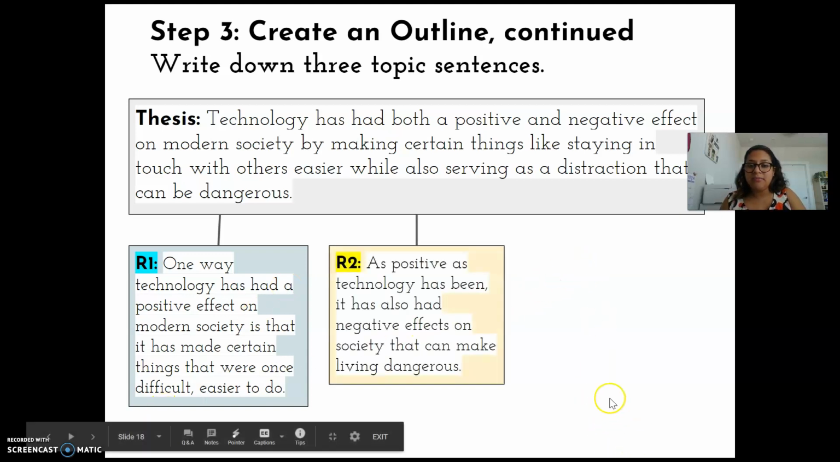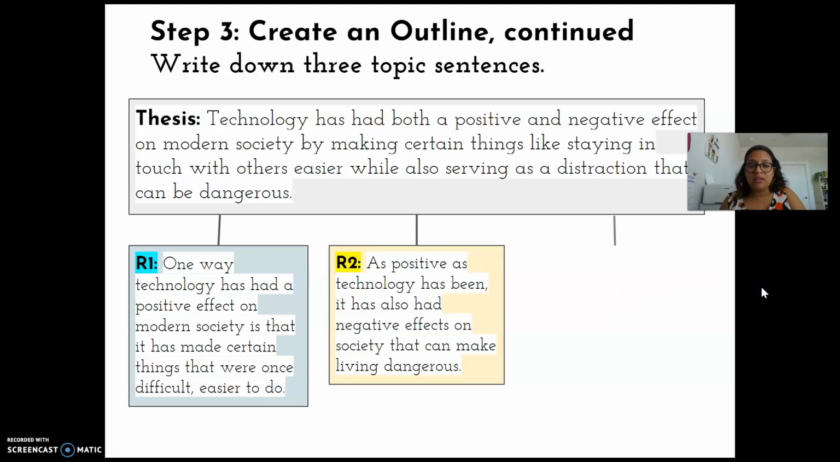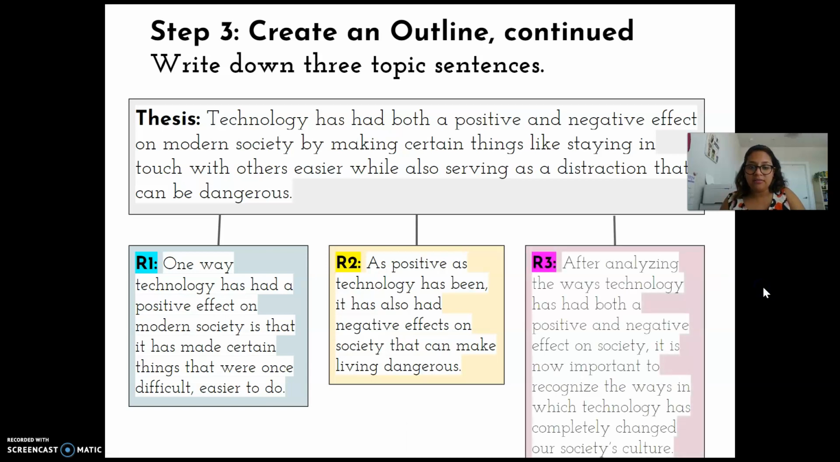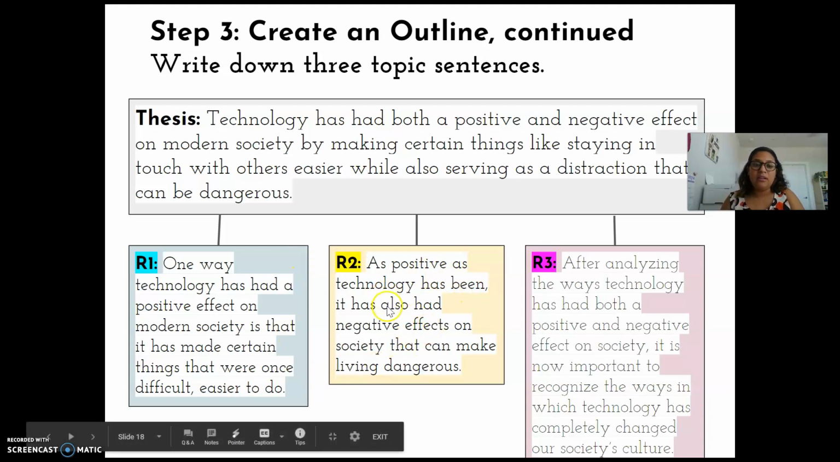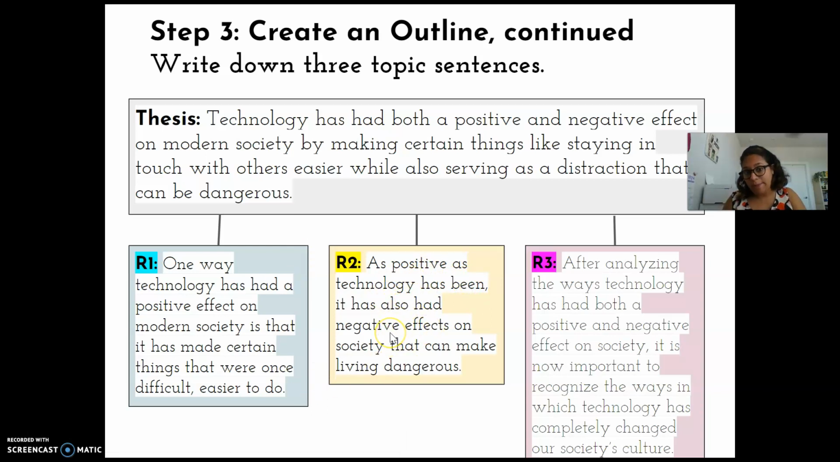I do the same for the second reason, and then again for the third reason. As positive as technology has been, it has also had negative effects on society that can make living dangerous. Notice how in this topic sentence, I've used a transition phrase that is connecting to the previous paragraph. As positive as technology has been, and then I go into my next reason. This paragraph is all going to be about what? How technology can make living dangerous.